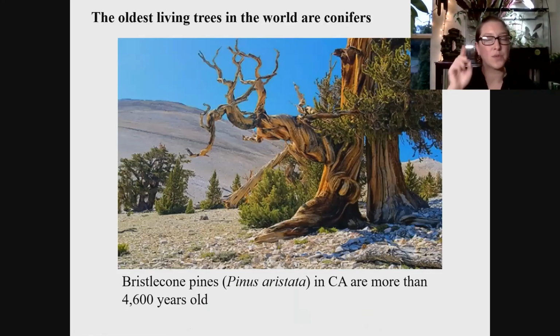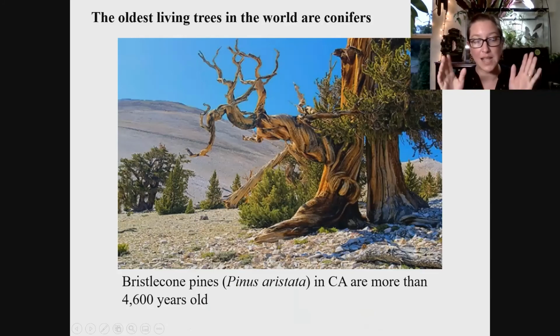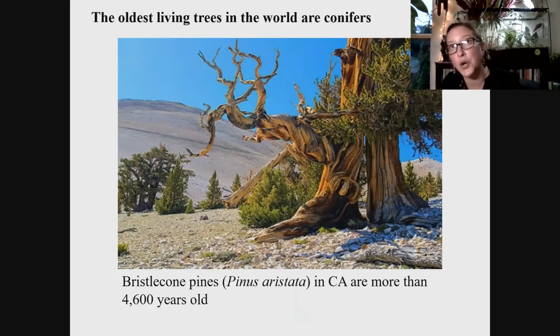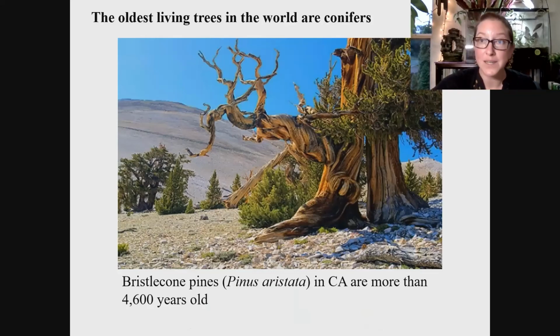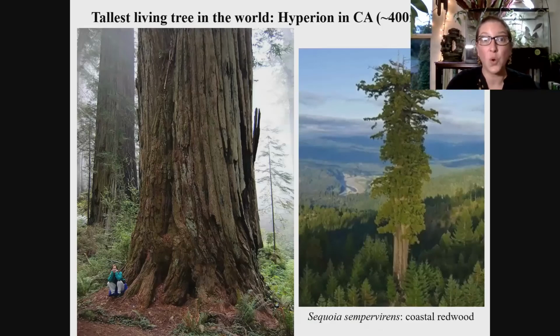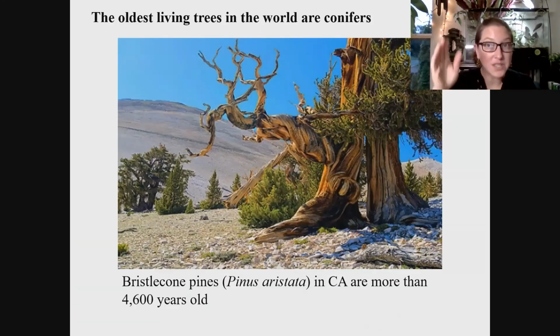Don't get that confused with the ginkgo. With the ginkgo, its lineage is the oldest lineage, in that ginkgo trees have existed on Earth for hundreds and hundreds of millions of years. But the Hyperion, oh sorry, that's tallest living tree yet, right? Oldest living tree. So this means like these trees are alive. They're one individual that's been alive, not like a lineage.